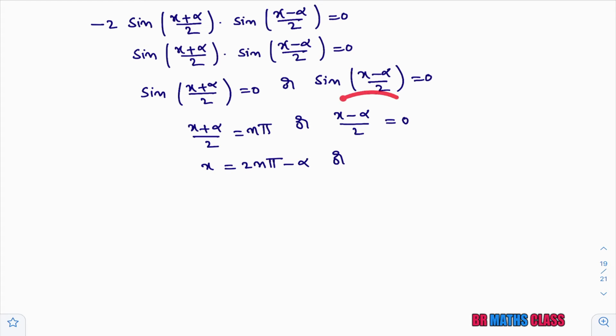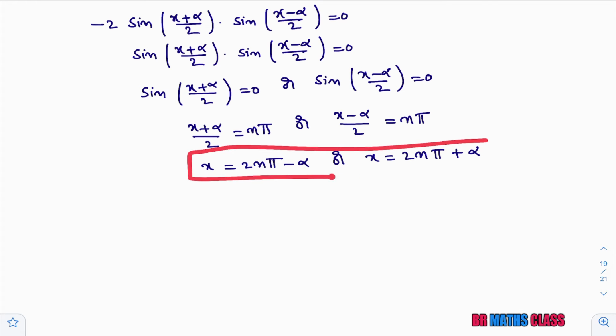And from this you try to write. You please observe here sin x equal to 0 means x equal to n pi. So x minus alpha divided by 2 equal to n pi. From this what is x? x is 2n pi plus alpha. It can be understood easily. You look here, x equal to 2n pi plus alpha or x equal to 2n pi minus alpha.